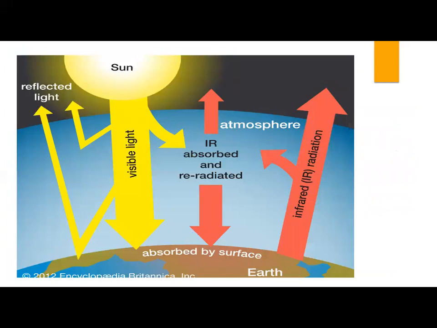Yes, these yellow rays which come from the sun, some of them are absorbed by the surface of the Earth and some of them go back to space. Yes, these are called infrared rays, infrared radiation. Some infrared radiation is absorbed by the Earth and some of it goes back to space. This is called the greenhouse effect.